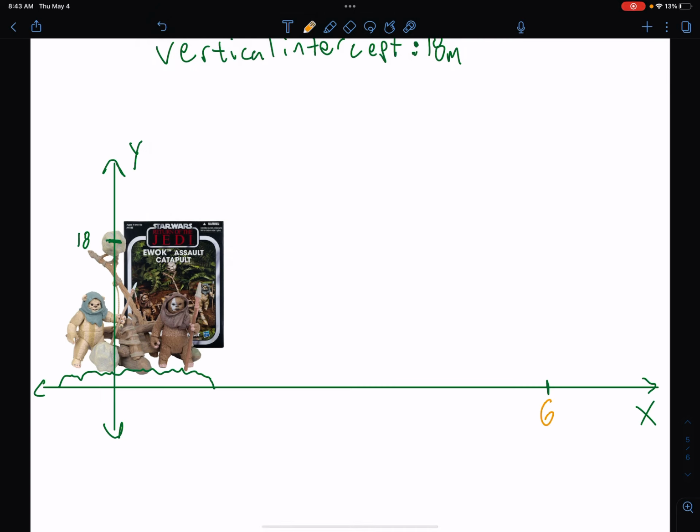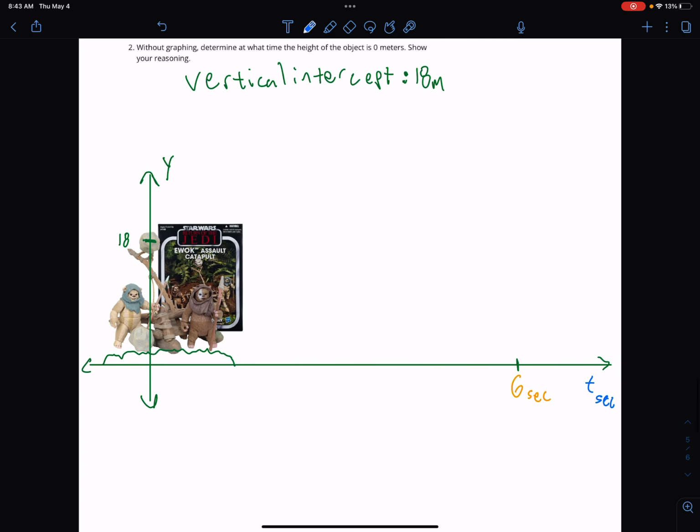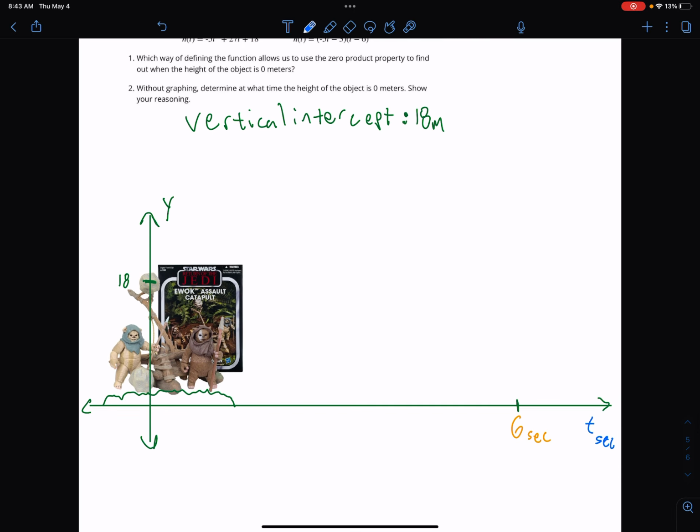After 6 seconds, this thing's going to hit the ground. Down here, instead of x, what we've got here is time in seconds. All right, so after they launched that thing, it flew through the air for 6 seconds. It was flying through the air just like this in a big arch, a parabola. And then boom, it struck the ground after 6 seconds.